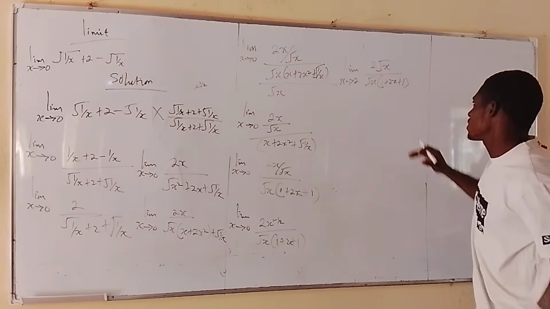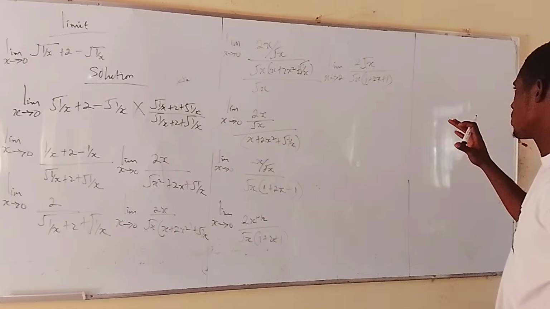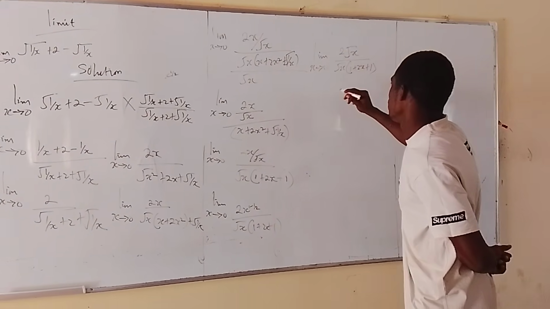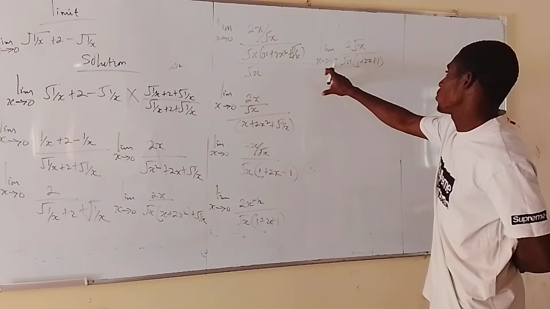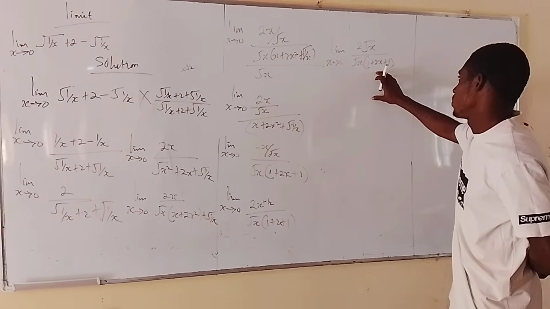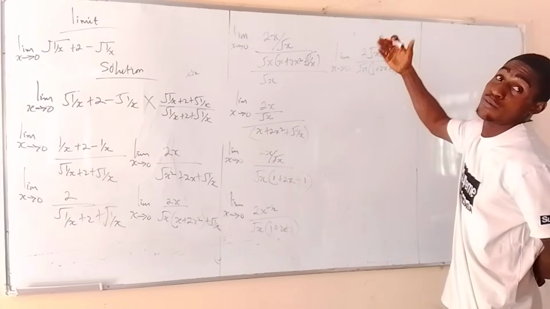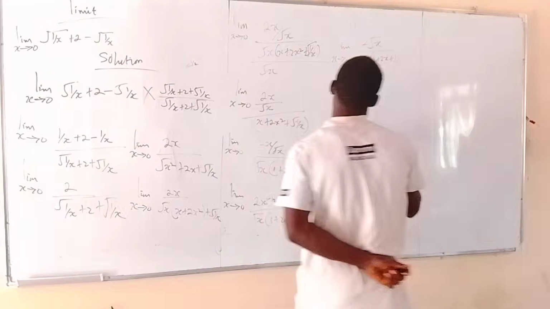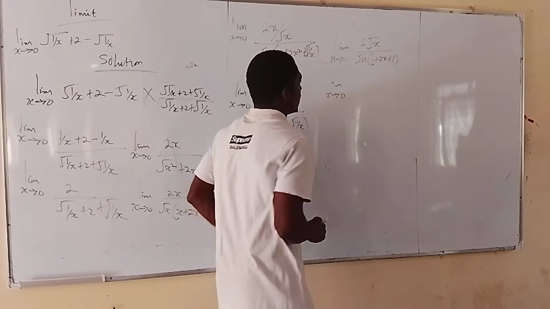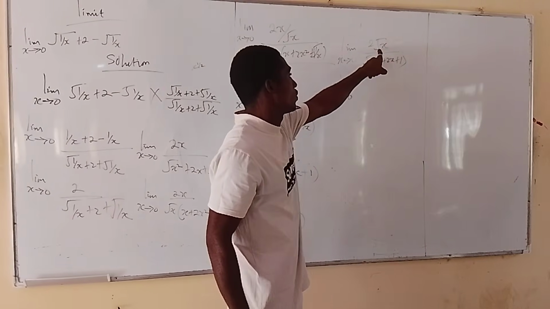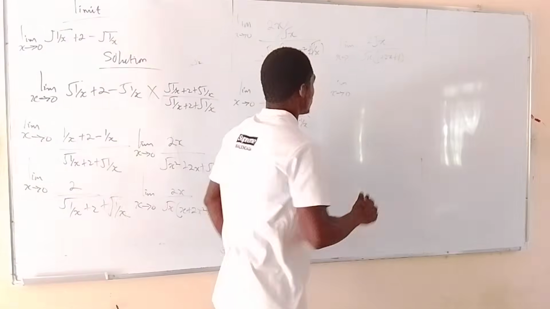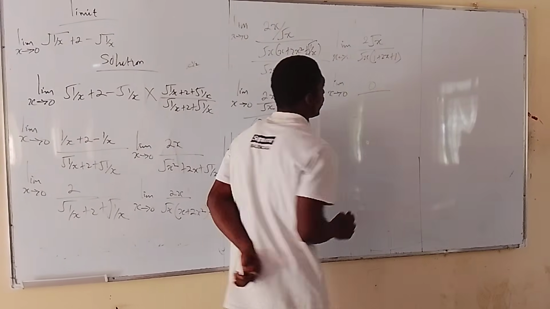Alright, so at this juncture, if you look at the expression very well, you understand that if you put 0 as x approaches 0 here, the denominator is not going to give you 0. But the numerator is giving us 0, so we don't have any business with the numerator. If you include the values, root 0 will give you 0, and then 2 times 0 will give you 0. So the numerator has given us 0.